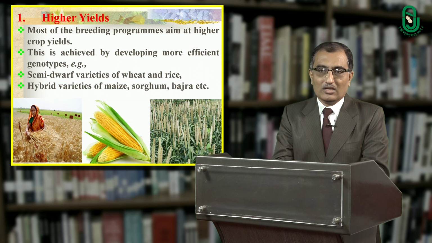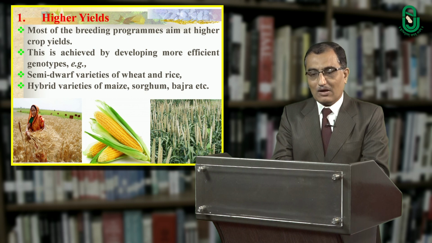For example, dwarf varieties of wheat and rice we have developed, and that has achieved food sufficiency in our country like India. Now the development of hybrid varieties of maize, sorghum, bajra, cotton and castor also leads to higher yields, and you can see that we have achieved this within a short period of time also.